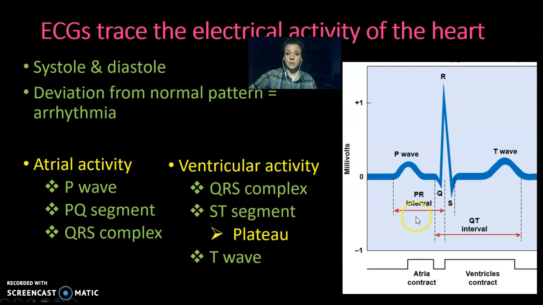Ventricular activity includes the QRS complex, the ST segment. This is where that plateau is occurring in the last graph that I showed you, where calcium ions are flowing into the heart muscle, the cardiomyocytes, and then we have the T wave.